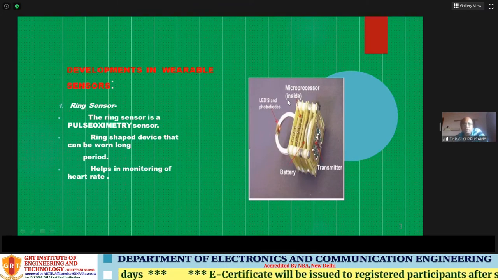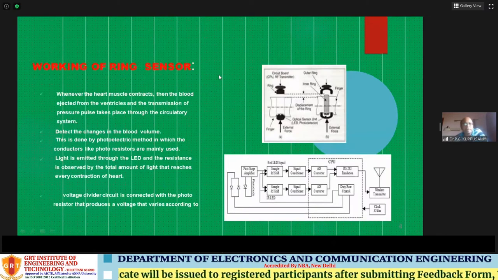A photodiode can be used for either the receiver side or the transmitter side. Now I am going to explain the working principle of the ring sensor. Whenever the heart muscle contracts, blood is ejected from the ventricles, and the transmission of a pressure pulse takes place through the circulatory system.